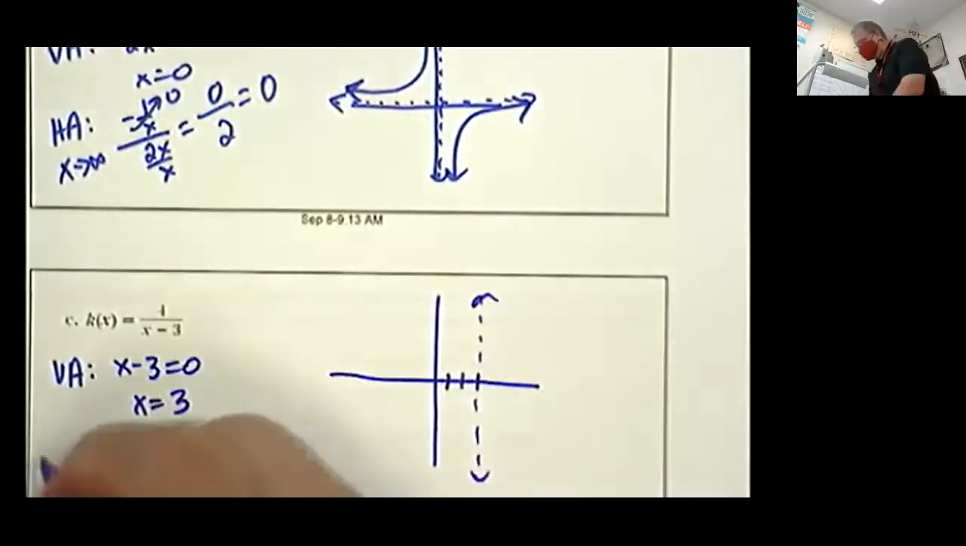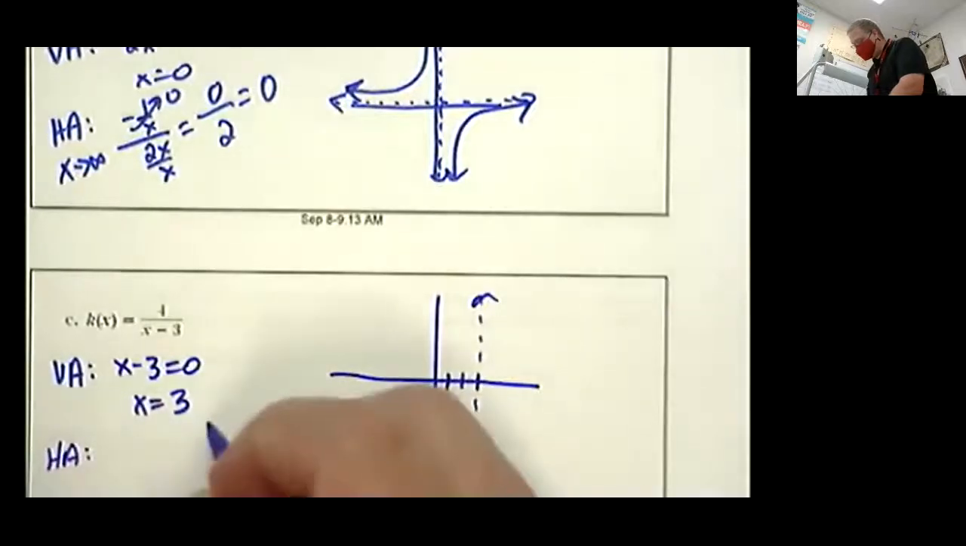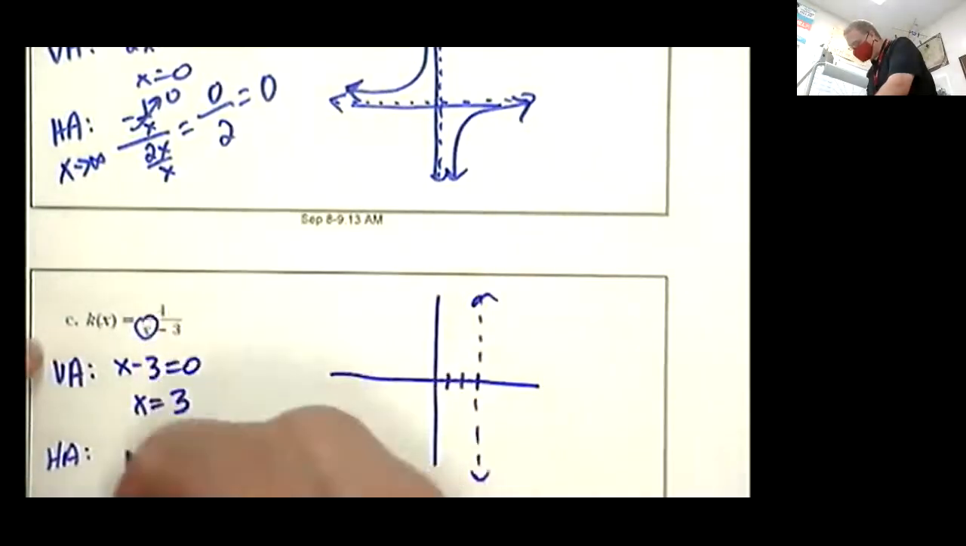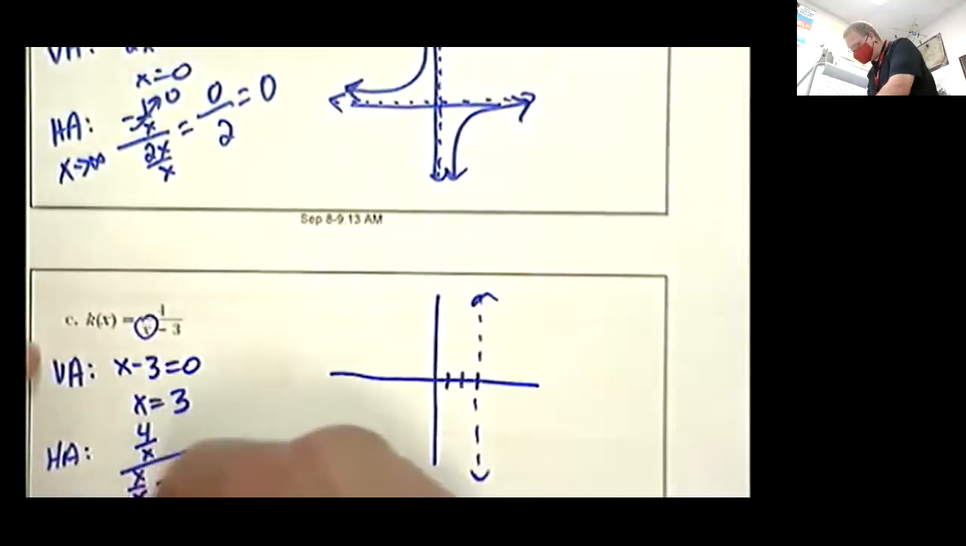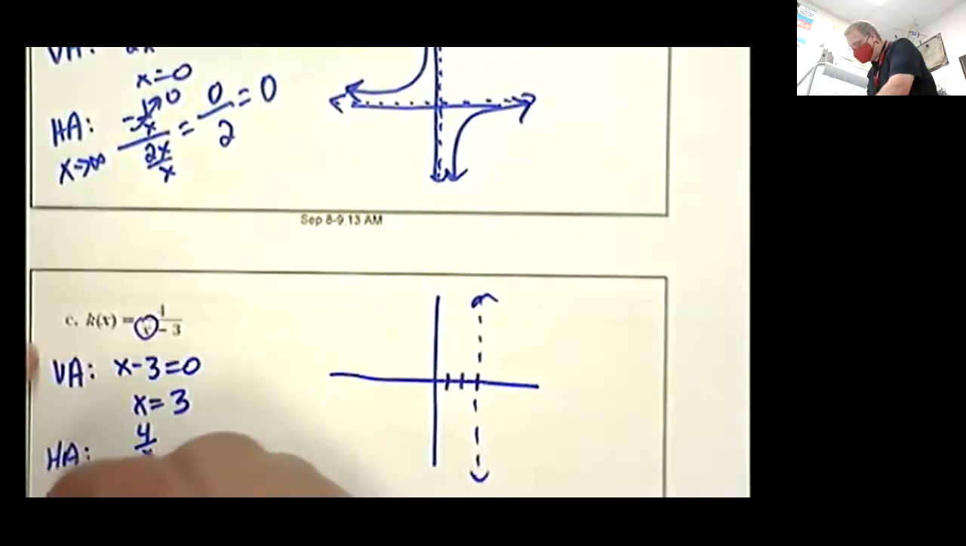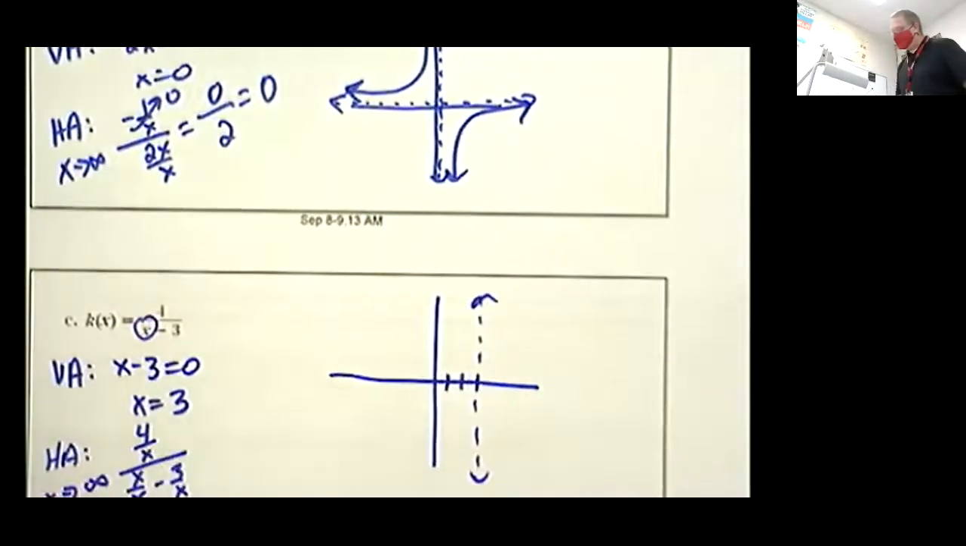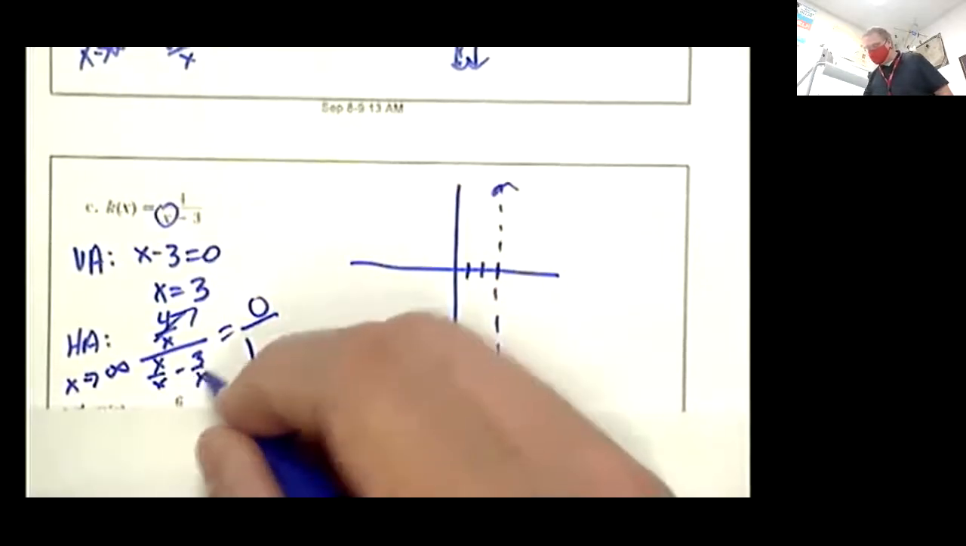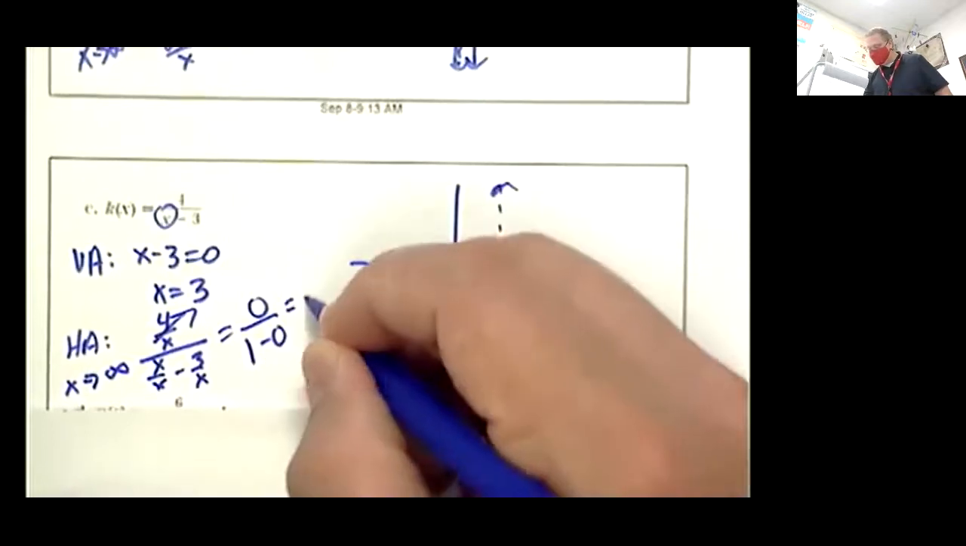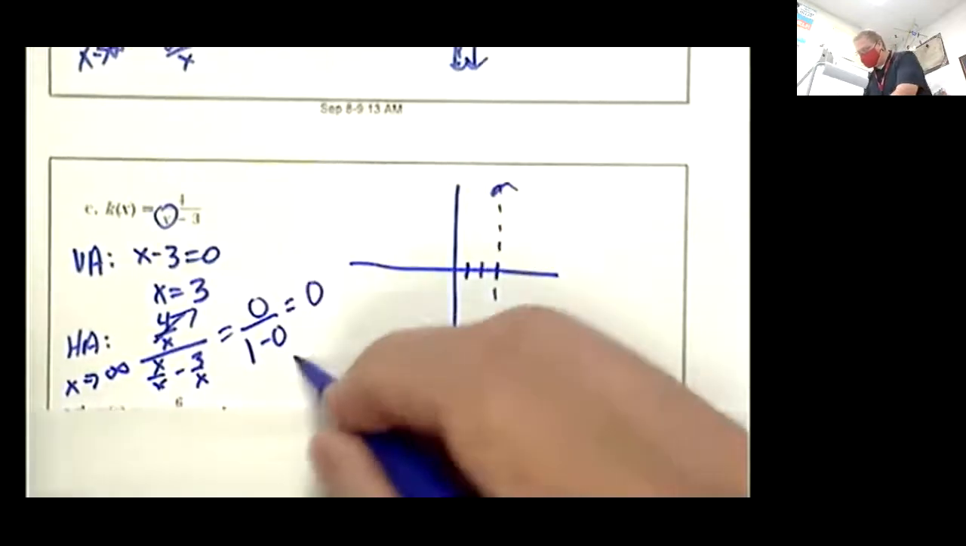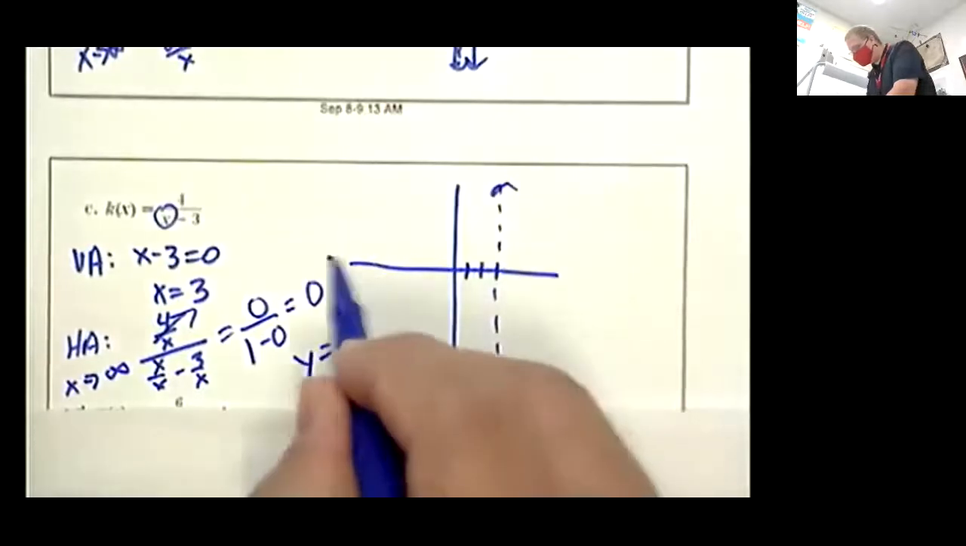Our horizontal asymptote, again, we're going to find by using our trick. The biggest degree variable is x. So we're going to take each term divided by x, and we're going to set x goes to infinity, see what happens. Well, what happens to 4 over infinity? That gets really small, so that goes to 0. X over x is 1. 3 over x goes to 0. 1 over 0 is 0. So again, our horizontal asymptote is y equals 0.